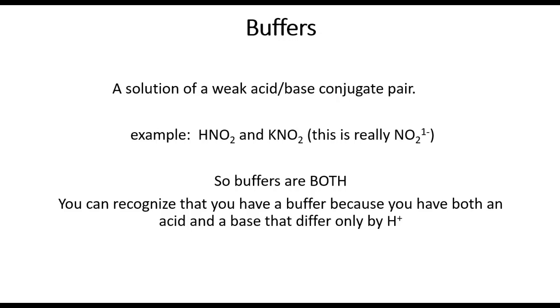with its conjugate base. I have an example right here of HNO2 and KNO2. They differ only in the H. The K is there, but the K goes away. Remember that spectator ions, ionic compounds dissociate in water. The spectator ion is there, but it's not really doing anything. And that's the K+. So KNO2 is really NO2-. So we have HNO2 and NO2-.